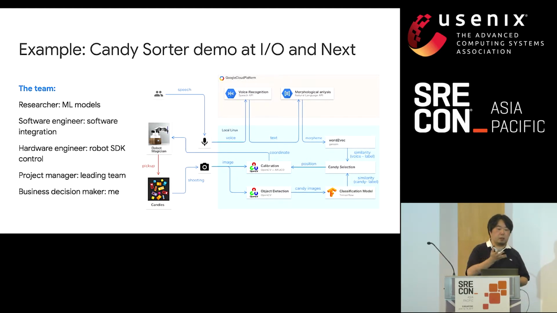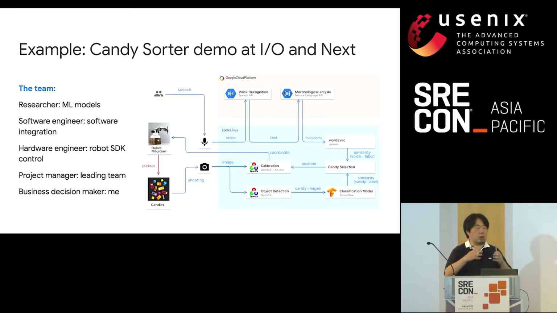And there were other engineers, like a software integration engineer and a hardware engineer who hacked into the robot SDK to control the robot arms. And there was a project manager who kept reporting the status of the project to me. And I was the business decision maker. I was talking with marketing people about the budget and the quality of the service and so on.